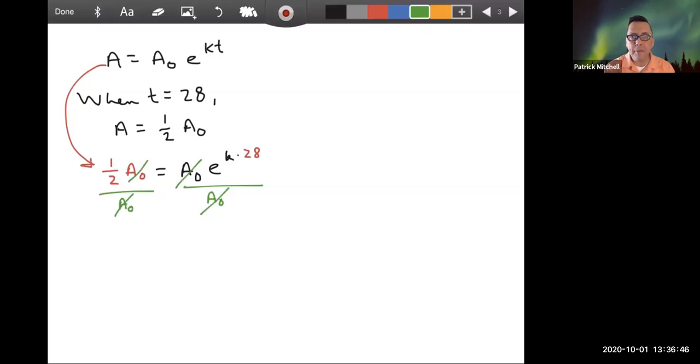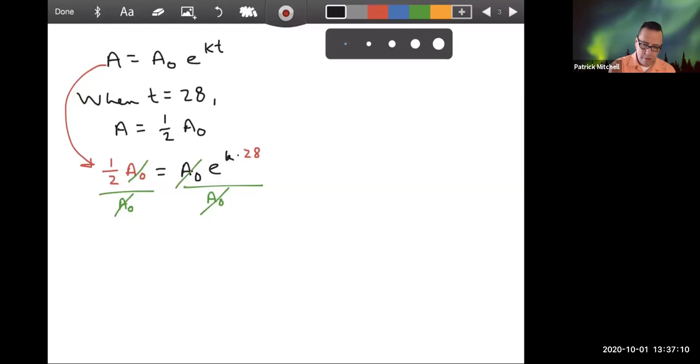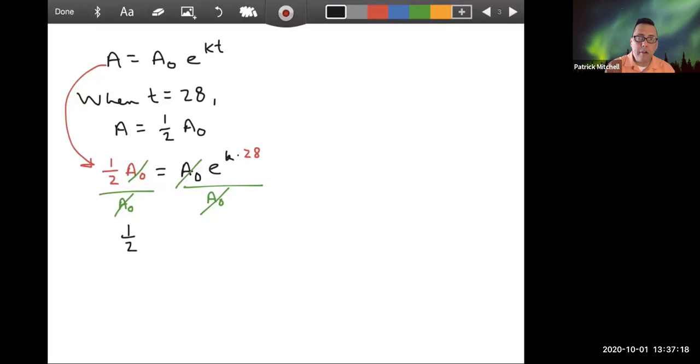a really important fact about exponential decay in general, which is that when they say the original amount present decays to half after 28 years, that doesn't depend on exactly how much is present to begin with. The specific amount present to begin with doesn't matter. It will always be half of whatever that original amount was after 28 years. So we have 1/2 equals e to the 28k.